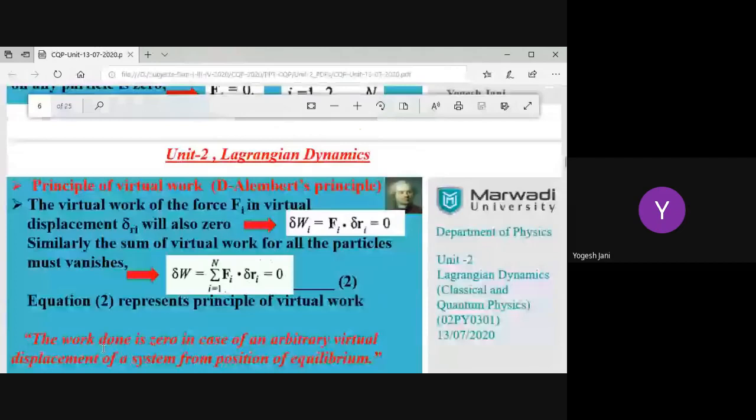So what is virtual work actually? You are applying the force, but there may be no displacement, or no component of displacement in the direction of the force. That is why the amount of work done is zero. So the work done is zero in the case of an arbitrary virtual displacement of a system from a position of equilibrium. Are you getting it? This is a statement. Equation number 2 we can write down as a statement. Here we have written it.